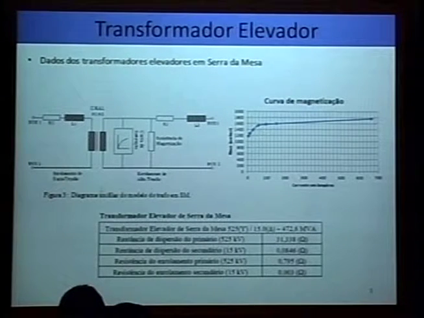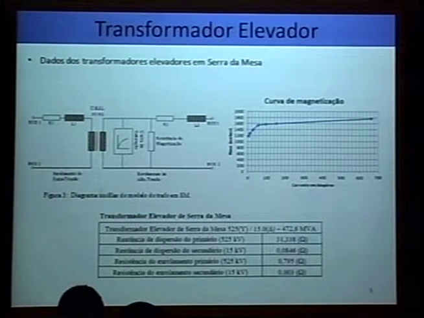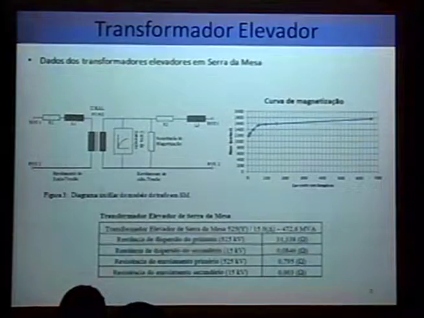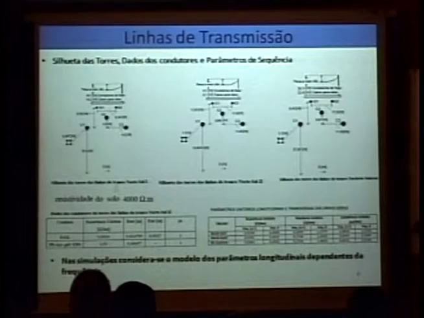Here presenting just some data for the modeling of the transformer in Serra da Mesa. It was a Y delta transformer. That's how it was modeled. We considered losses in the windings and the magnetization curve, with data presented in this table and this graph.